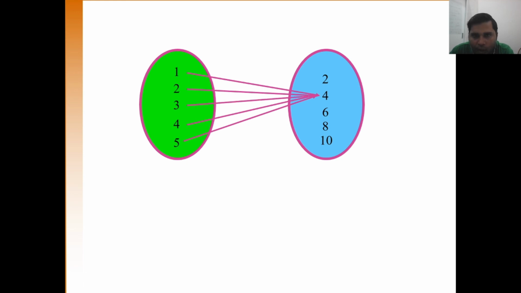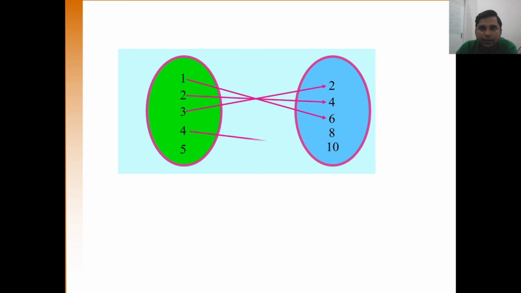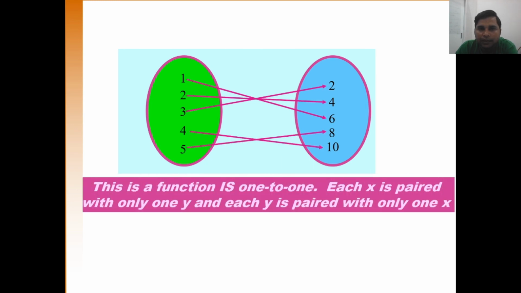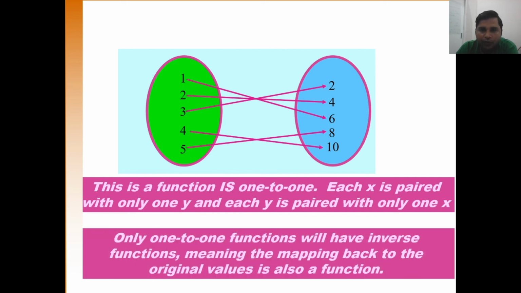Now in this case, all are mapped to 4. This is again a many-to-one function. Inverse will not be defined, because when you substitute 4 back into the inverse function, you will have 5 different values. That violates the definition of a function. This function is one-to-one. Each x is paired with only one y, and each y is paired with only one x. So we can easily find the inverse function. One-to-one functions will have inverse functions, meaning the mapping back to the original values is also a function.